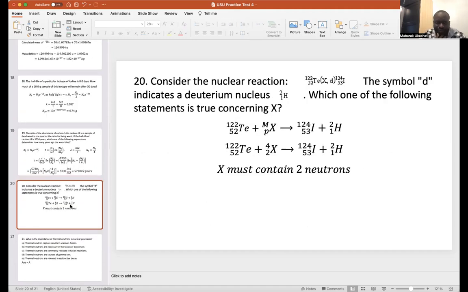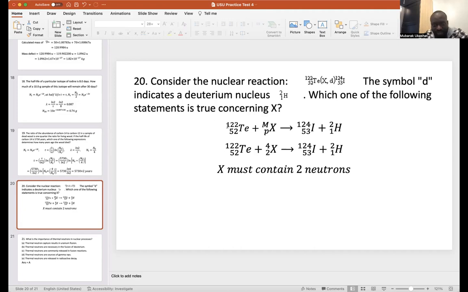Now we have very close to the last problems here. The next one, number 20, says consider the nuclear reaction. So it means this plus X equals D plus I. The symbol D indicates the deuterium nucleus, which is this. So you write the reaction: this plus X gives I plus deuterium, which is this guy.